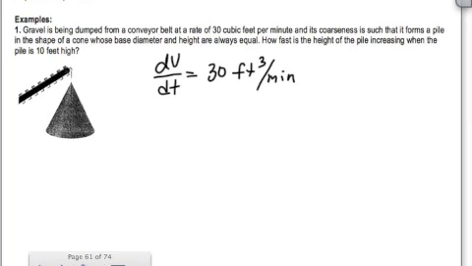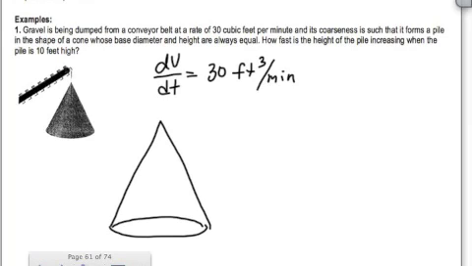Anyway, dv over dt is 30 cubic feet per minute. So we have this cone. It asks, how fast is the height of the pile increasing when the pile is 10 feet high? This is actually not one where you use similar triangles, because that's for inverted cones that you fill with water. I just went on that tangent for no reason.